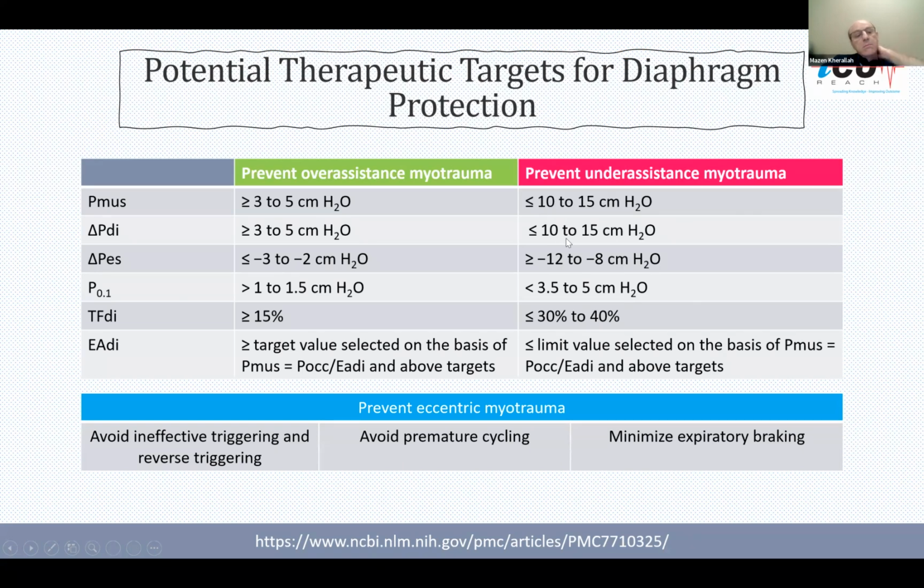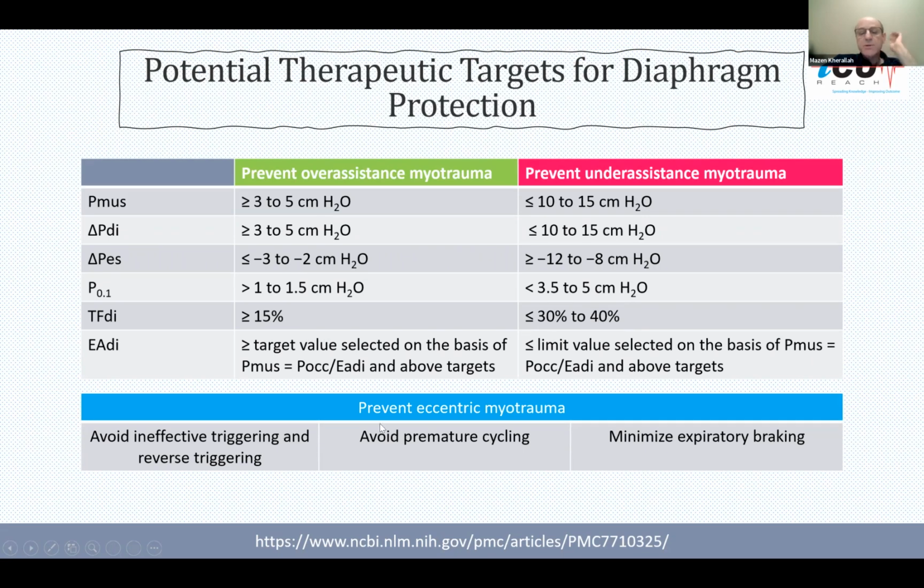The change in diaphragmatic pressure should be less than 10. The esophageal pressure should be more than 12, meaning -10, -8. As I said, I gave you esophageal pressure between 3 to 4 up to 10. The P0.1 should be less than 3.5. The thickness fraction of the diaphragm should be less than 30%.